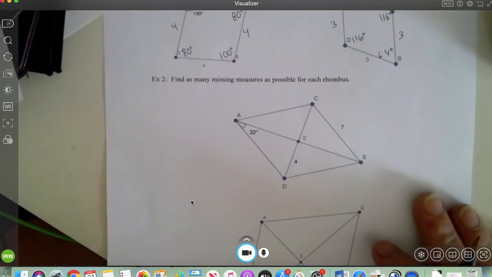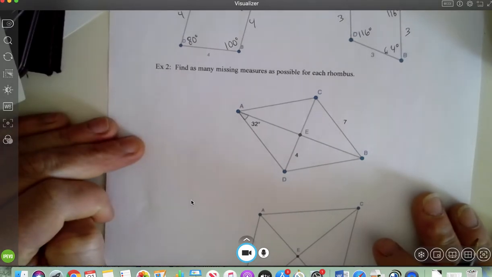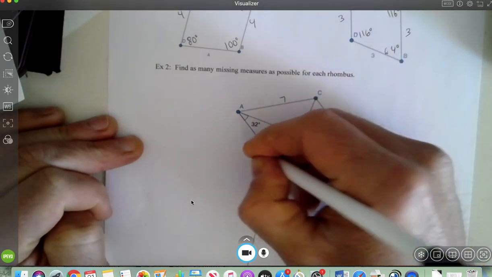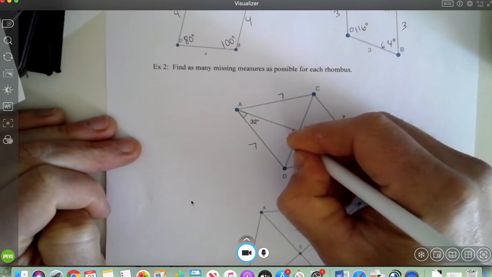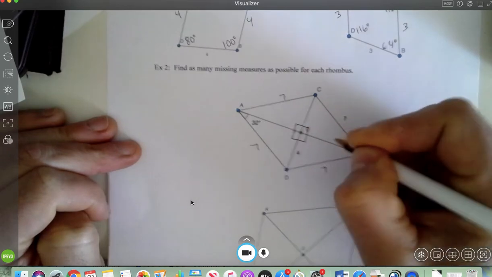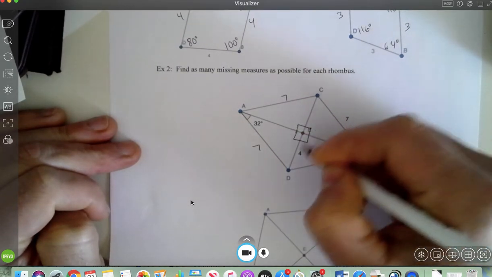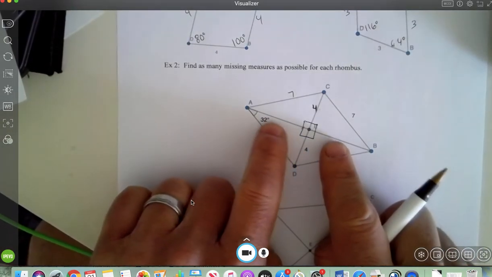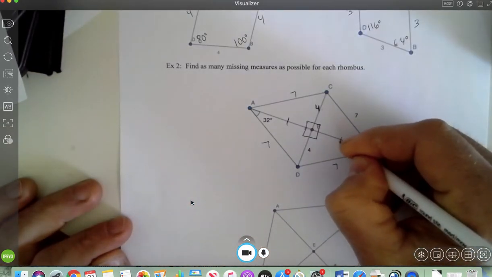These ones are going to take a little bit more work. Find as many missing measures as possible for each rhombus. Rhombus, all 4 sides congruent, so I'll put the 7 in for everything. The next thing I typically do is put my right angles in here, because remember that the diagonals are perpendicular bisectors of each other. So it's perpendicular, and that's 4 as well. I can't say each of these are 4, because the diagonals aren't congruent, they just cut each other in half. So I'll put tick marks in each of those.